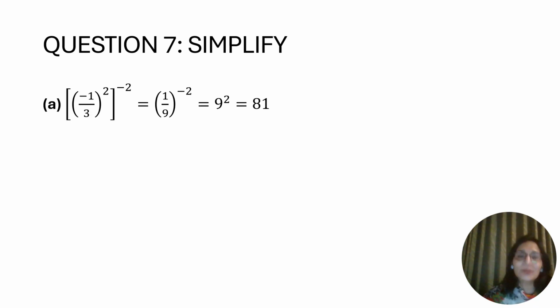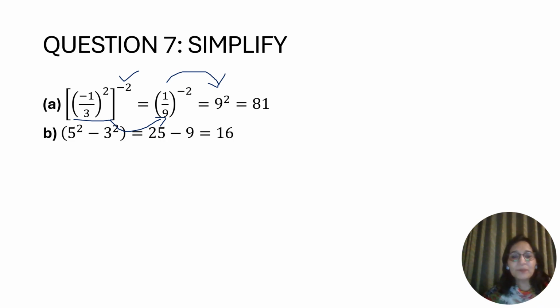Now let's see question number 8. In this, children, minus 1 upon 3, 2 to the power minus 2. First thing you have to remember, you need to solve what is in the bracket. So minus 1 upon 3 square will give you what? 1 upon 9. Now what we are left with next is minus 2, which is outside the bracket. I'm very sure you all remember the next step. Converting negative to positive, we have to reciprocate. So 9 square, that will give you what? 81.